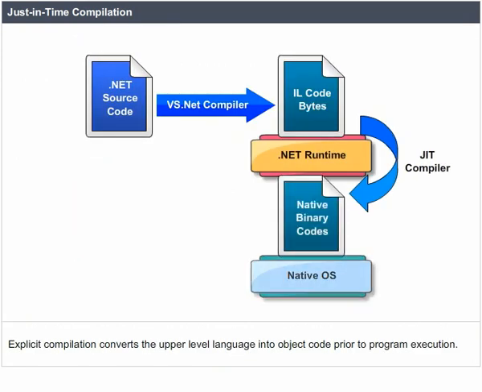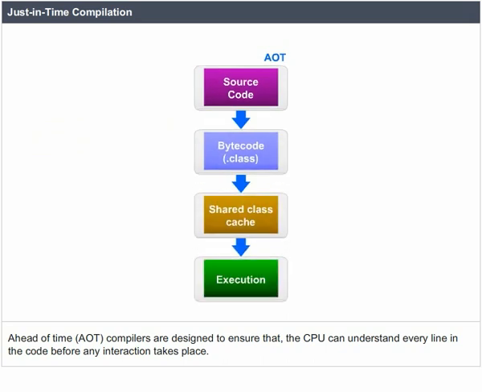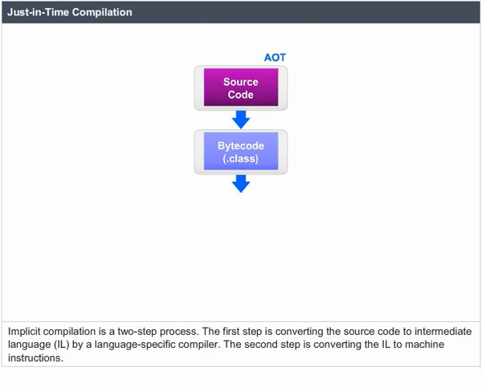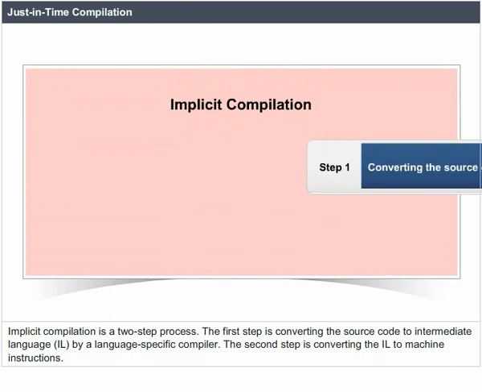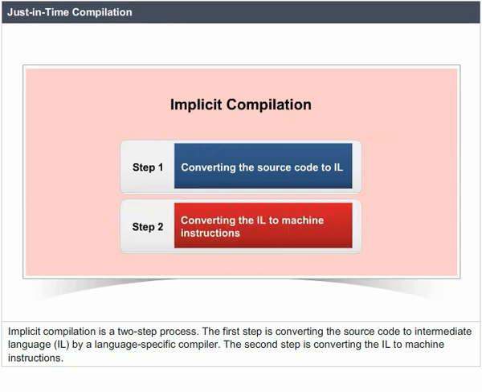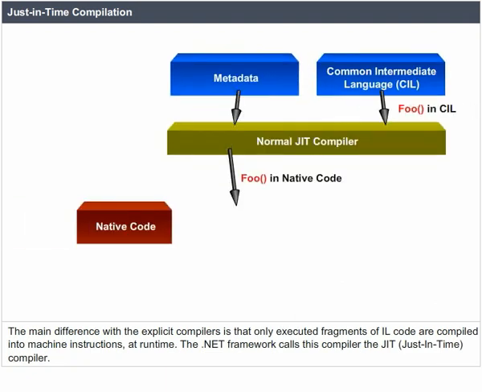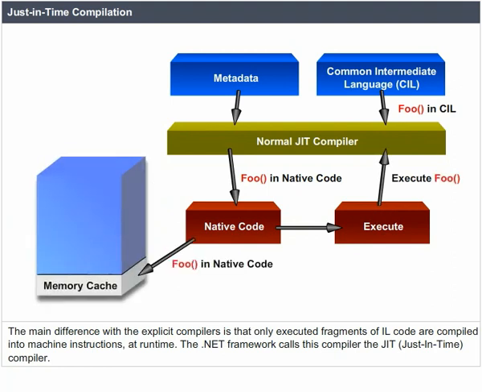Explicit compilation converts the upper-level languages into object code prior to program execution. Ahead-of-time, AOT, compilers are designed to ensure that the CPU can understand every line in the code before any interaction takes place. Implicit compilation is a two-step process. The first step is converting the source code to intermediate language, IL, by a language-specific compiler. The second step is converting the IL to machine instructions. The main difference from the explicit compilers is that only executed fragments of IL code are compiled into machine instructions at runtime. The .NET framework calls this compiler the JIT, Just-in-Time Compiler.